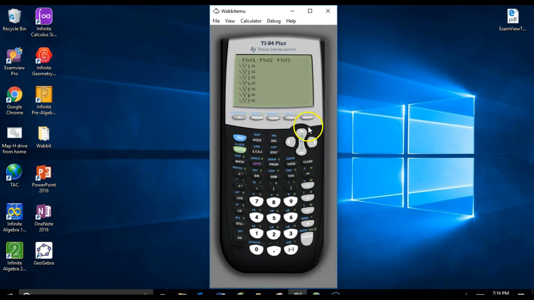I'm going to go to y equals, and I'm going to, of course, make sure there's no equations or functions in here. If I need to, I can press clear and clear them out. Let me put in what we were working with in lesson 8.5, where Desmos did show the x-intercept, but the TI calculator did not.